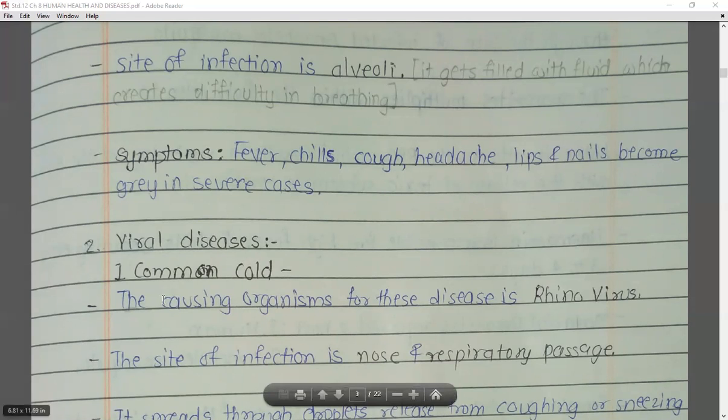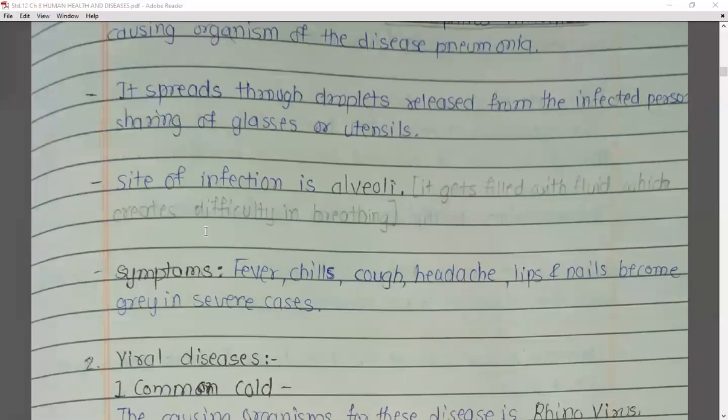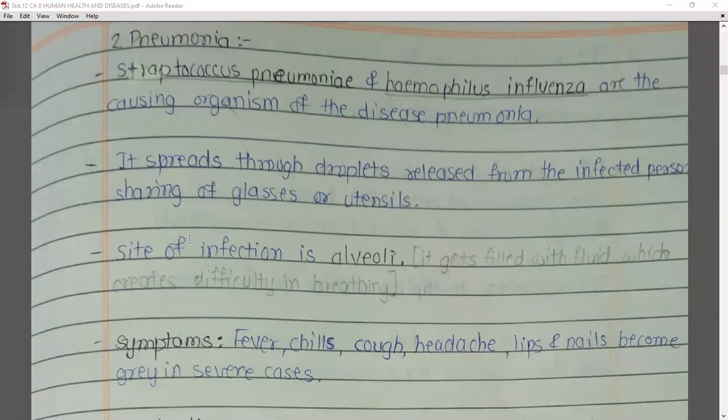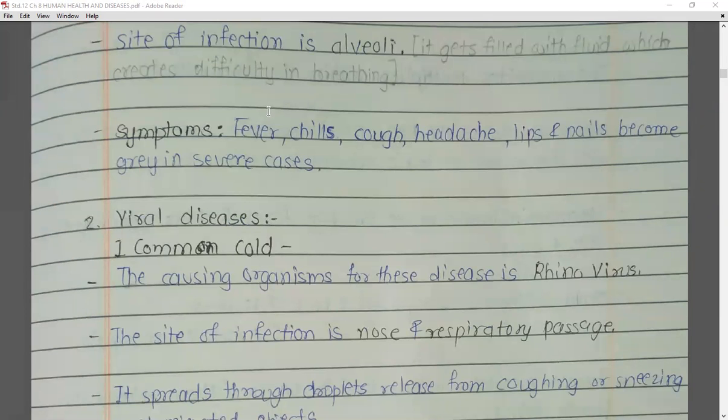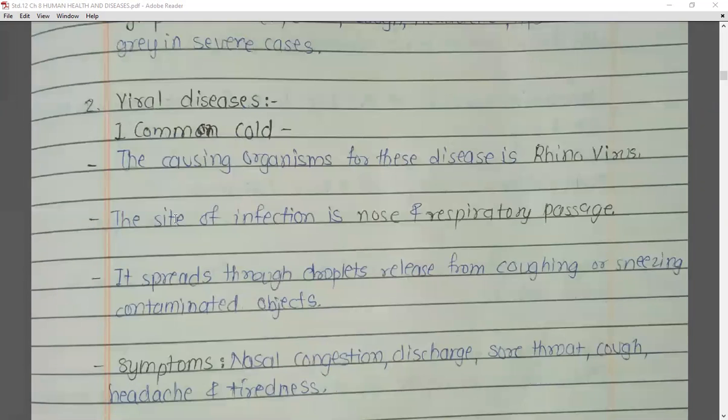Or gray in color. So this is about the second type of bacterial infection, and that is pneumonia. So this was the bacterial disease, right? The first we saw was typhoid, and the second was pneumonia. Now we are going to see the viral disease.